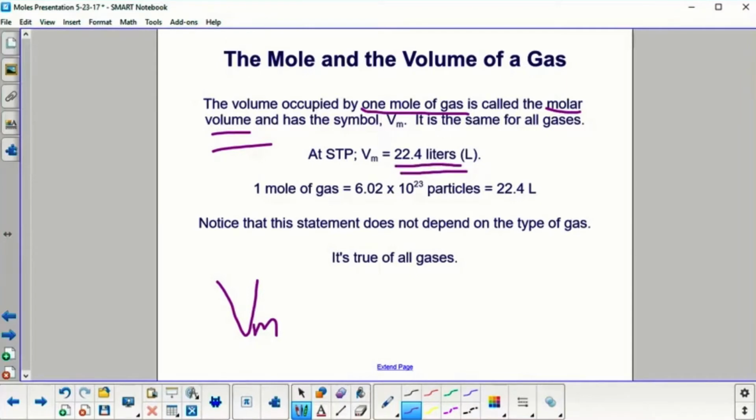And now let's relate it to Avogadro's number. 1 mole of gas is equal to 6.02 times 10 to the 23rd particles of the gas, and that's 22.4 liters. This statement does not depend on the type of gas. It is true for all gases.